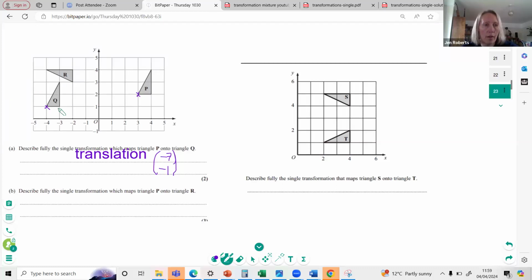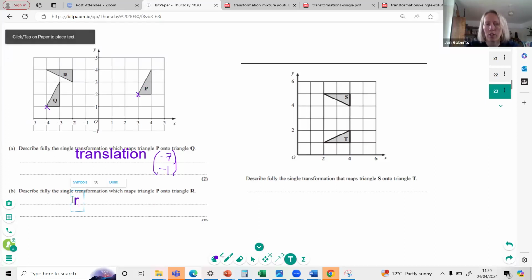P onto R. Oh, sorry, I did the wrong one then. No, I didn't. P onto Q, yes. P onto R. Oh, this is a bit of a tricky one here. Hopefully, you thought this is a rotation. You see, it's kind of turned, so it's a rotation. And then hopefully you use your tracing paper to get all your information.